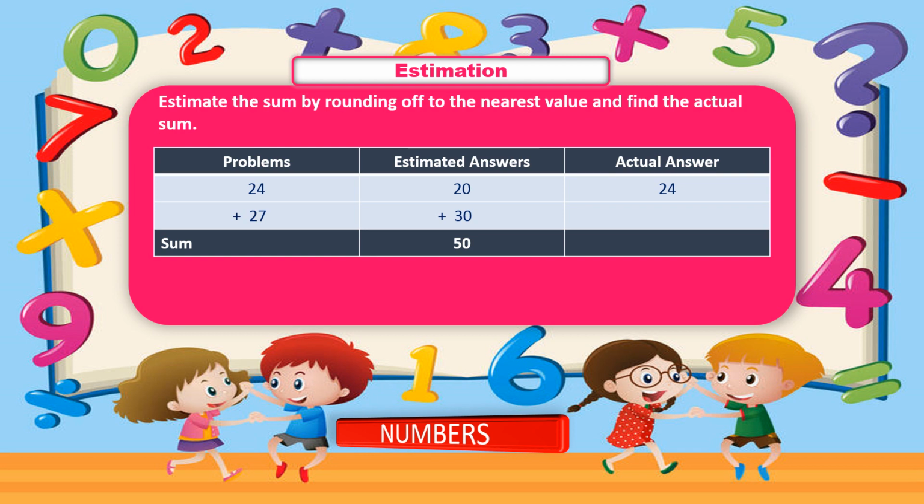The actual value of 24 is 24. The actual value of 27 is 27. Then the sum of actual values is 24 plus 27 is equal to 51.